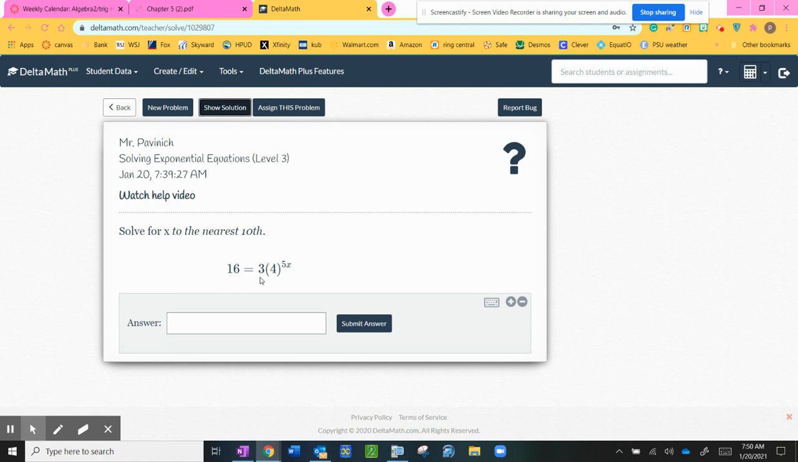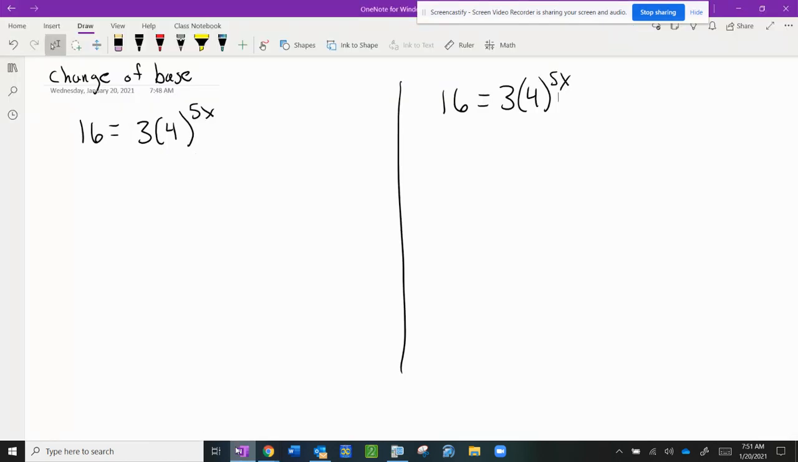It says 16 equals 3 times the exponential base 4 raised to the 5x. So the first thing I'm going to do is show you the way that I would approach this one. I'm just going to divide. Remember, when you solve an exponential, you have to get the base of the exponential, which is 4, and the input, which is the exponent, by itself, which I have just done by dividing by 3.